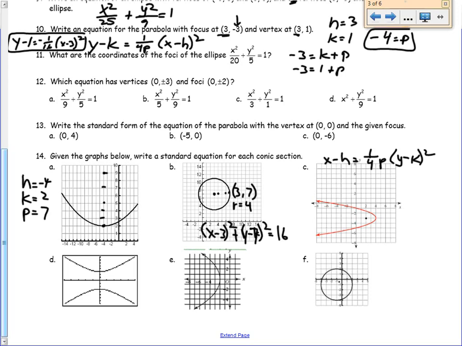Now it's just a matter of picking out the coordinates of that point. So 4, what does that look like? -3. So h is 4, k is -3. This is counting to the left. If you go from the vertex to the left, it's a negative. So p is -2. Fill the numbers in. X minus 4 equals -1/8 times y plus 3 squared.